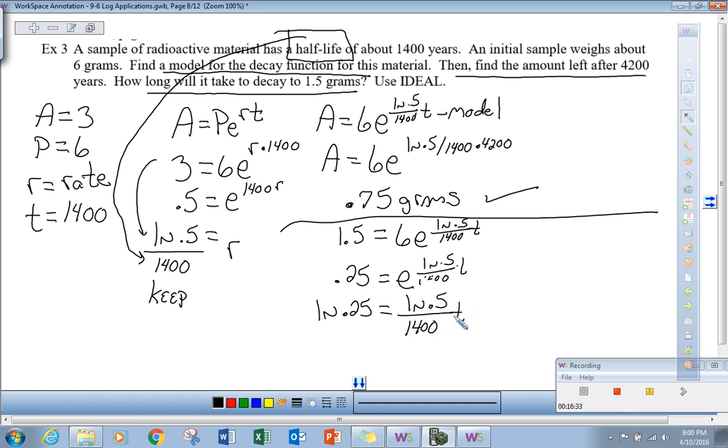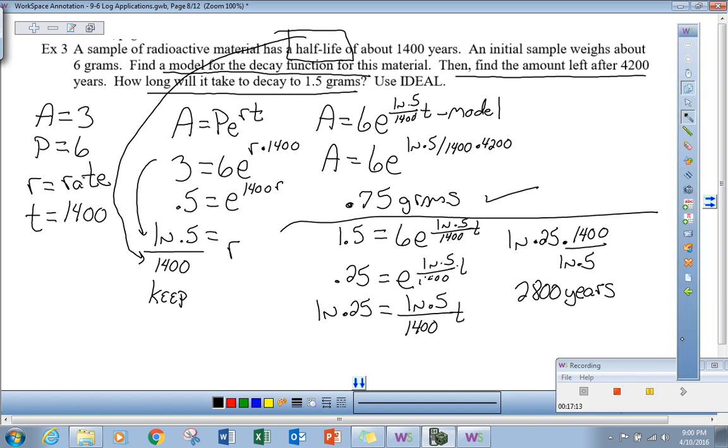And then to solve this thing for t, multiply by the reciprocal. So here's going to be my answer. The natural log of 0.25 times the reciprocal, 1400 over the natural log of 0.5. If you run that through your calculator, you're going to find that it's going to be 2,800 years. Like I said, this one was an easy one to toy with because of the numbers that we were using. 6, 3, 1.5. They were automatically halves of each other.